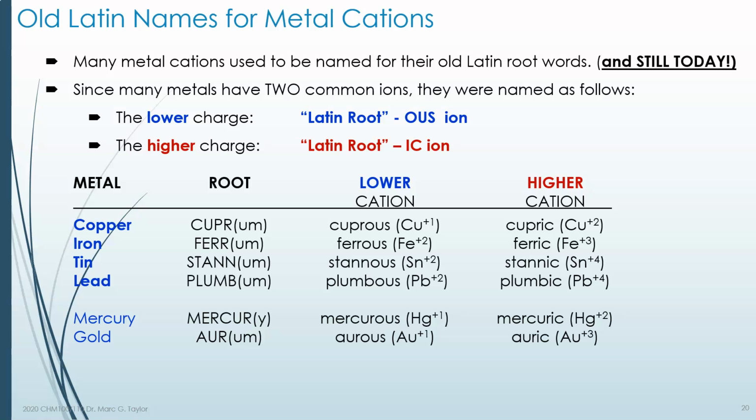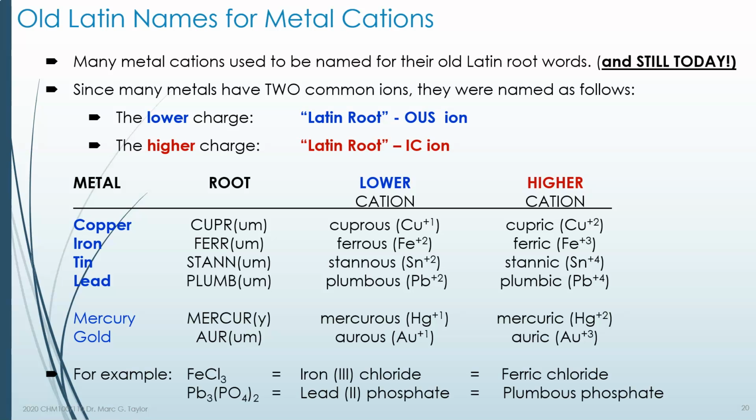There are 2 others that were used very commonly up until very recently. And in fact, you still find them on old bottles of chemicals or even new bottles of chemicals using the old nomenclature. Mercury, instead of using the ancient Latin name, which is a bit hard to pronounce, they would use mercurous and mercuric for mercury +1 and mercury +2, or mercury 1 and mercury 2. And gold +1 and +3 were called aurous and auric ions.